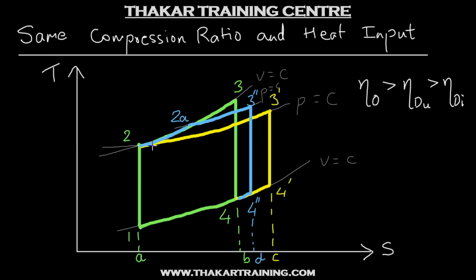The heat addition process was going to happen along constant pressure, but then point 2 was fixed over there. Same compression ratio. So we had the diesel cycle which was all going to be below the Otto cycle. The heat addition of the diesel cycle was going to be below the heat addition of the Otto cycle, right? So we've shifted point 3 to the right.